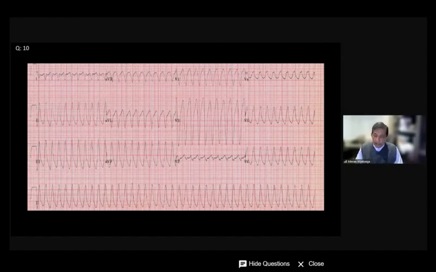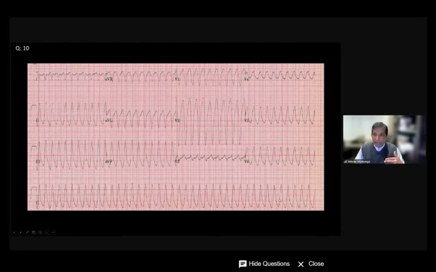Obviously, this is not long QT syndrome, because long QT syndrome does not present with monomorphic wide complex tachycardia. Remember, I showed you long QT syndrome earlier. If you get ventricular tachycardia, it's the polymorphic type, specifically called torsades de pointes. And in Brugada syndrome, you don't get monomorphic wide complex tachycardia. In Brugada syndrome, you pretty much get very vicious looking ventricular fibrillation. So the last two answers are out.